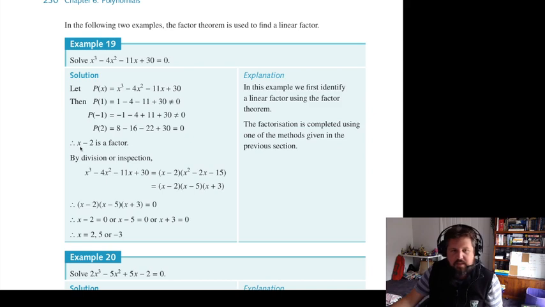Okay, cool. Once you have x take away 2 as a factor, you can go ahead and do the division. Divide x take away 2 into this to find, obviously, the quadratic that's in there. Now, they also say here you could do the long division, or you could do what's called inspection. So, consider this. You know that x take away 2 is a factor. We just worked that out up there. And we know that we're going to have some kind of quadratic in here. Obviously, you don't know this at the moment, but these are the things that you need to consider for inspection.